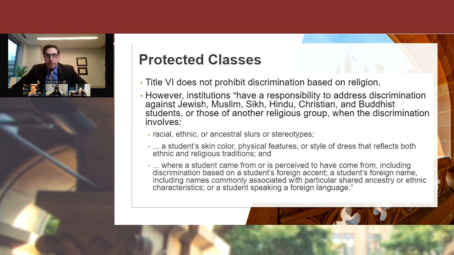So the guidance and regulatory agencies make clear that we're not prohibiting discrimination based on religion, but these other characteristics that could be associated with certain ancestries and religions. That is part of Title VI's mandate, and that's what the government is trying to prevent discrimination based on.